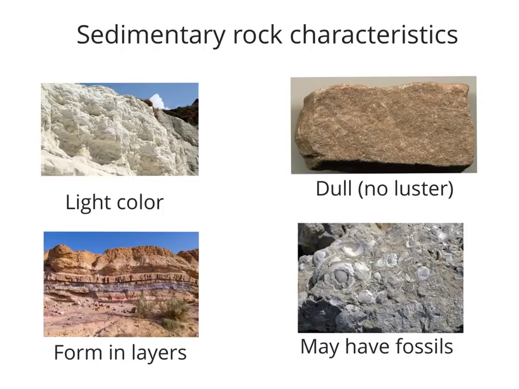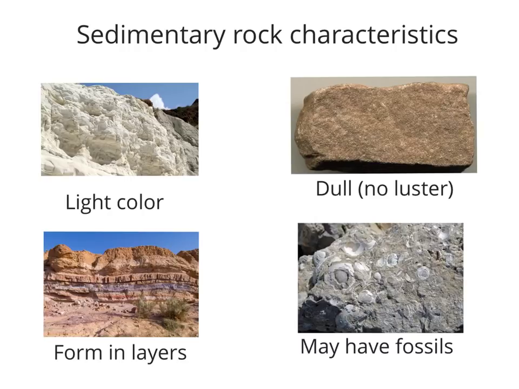Sedimentary rocks look very different from igneous rocks. They're usually light in color, and they usually don't have very shiny crystals, so they're pretty dull. Because they form under the water most of the time, they form in layers, and sometimes you can even see those layers if you have a big sedimentary rock formation.